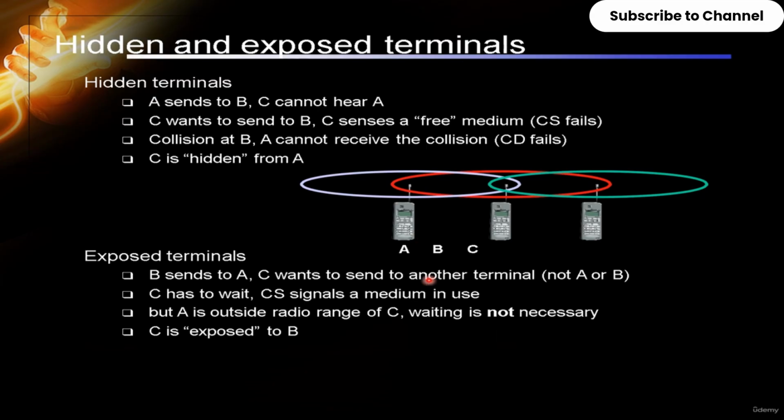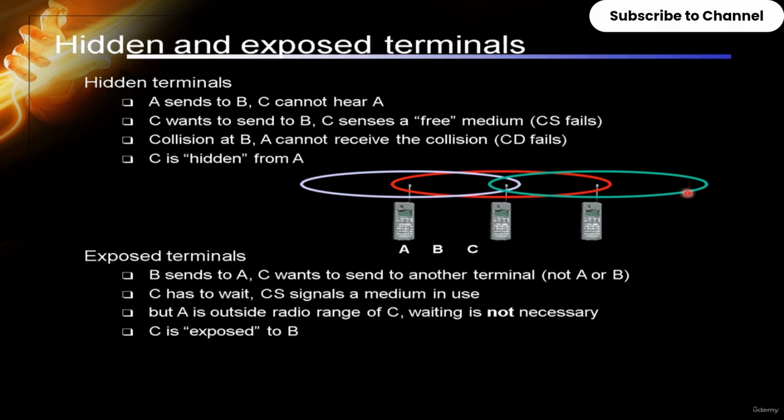Next is the exposed terminal problem. Assume a scenario where B wants to send to A, and C wants to send to another terminal which is not in the range of A or B. C has to wait because it senses that the medium is in use, but A is outside of C's range. Even though they are not in range, waiting is unnecessary for C. This means C is exposed to B because A and B are communicating with each other, so C unnecessarily needs to wait.